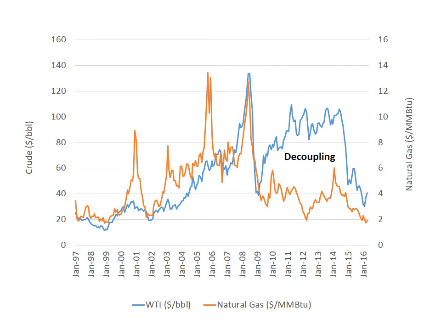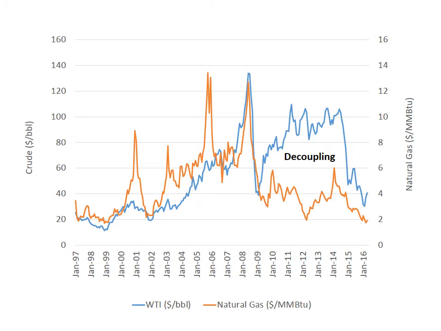So here's the coupling I was talking about. Natural gas prices are in orange, and crude oil, West Texas Intermediate prices are in blue. You can see the main coupling happened in the wake of the financial crisis, where natural gas prices really didn't recover. They were both really high up until mid 2008, and then they crashed.